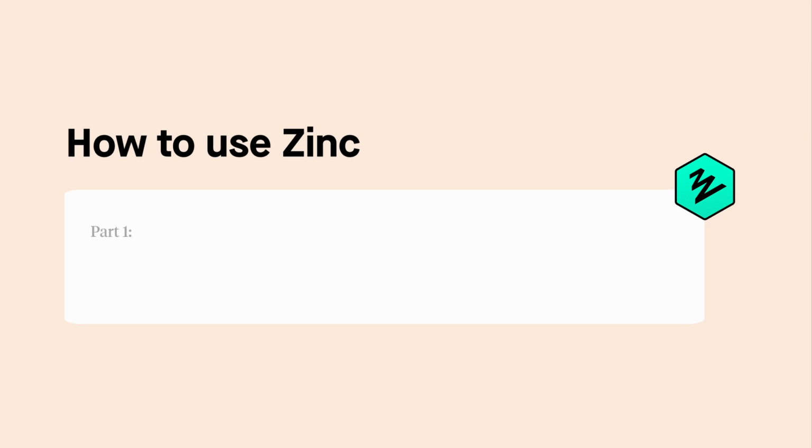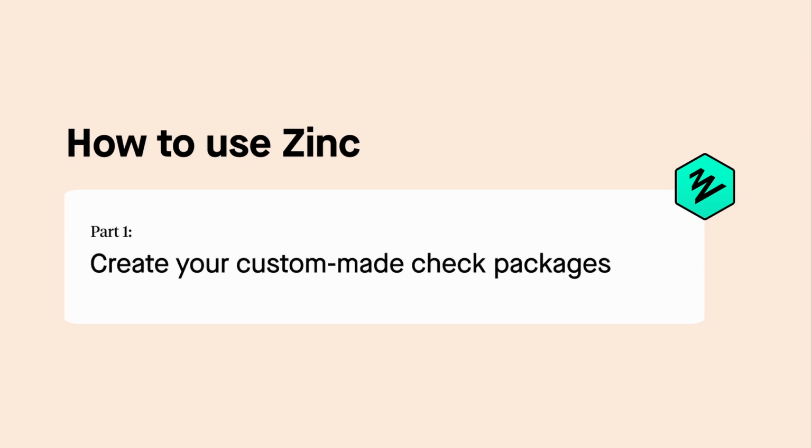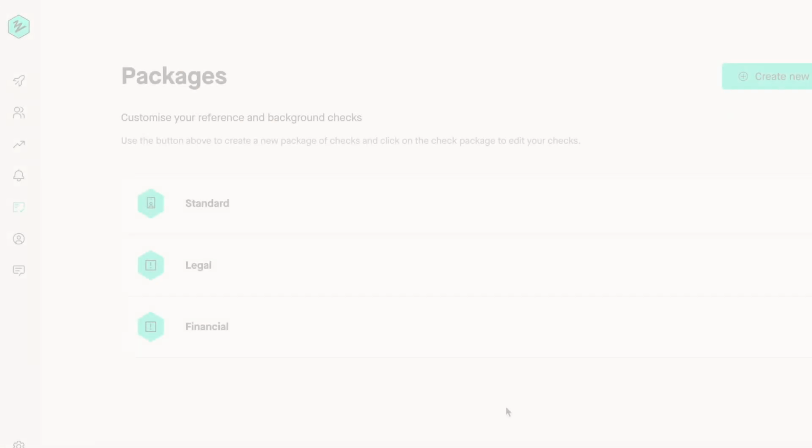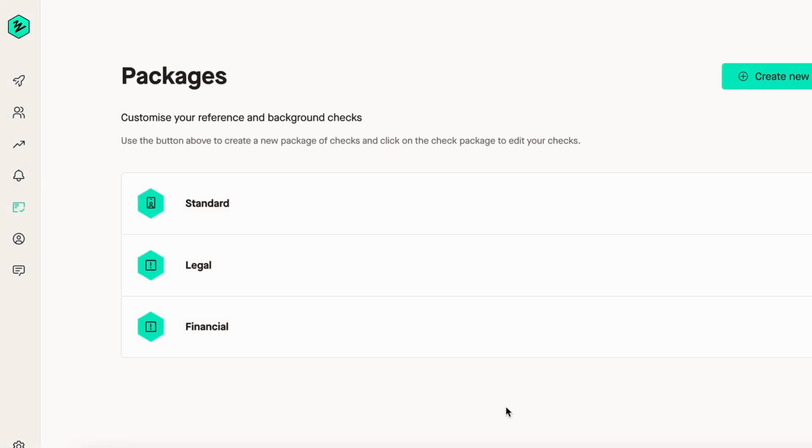I'm going to walk you through how to use Zinc to perform background checks. First, I'll show you how to create your custom-made check packages. To do this, head over to the Zinc app, into the Packages tab and click Create New Package.